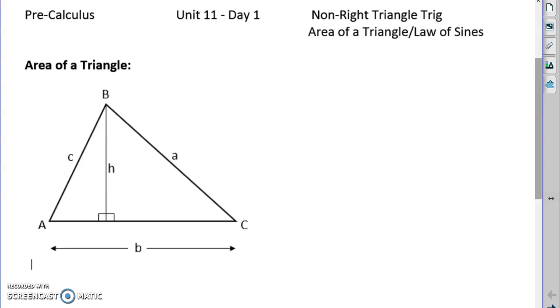Welcome to Unit 11 on vectors. Day 1 focuses on non-right triangle trig, specifically the area of a triangle and the tool we're going to develop called the law of sines.